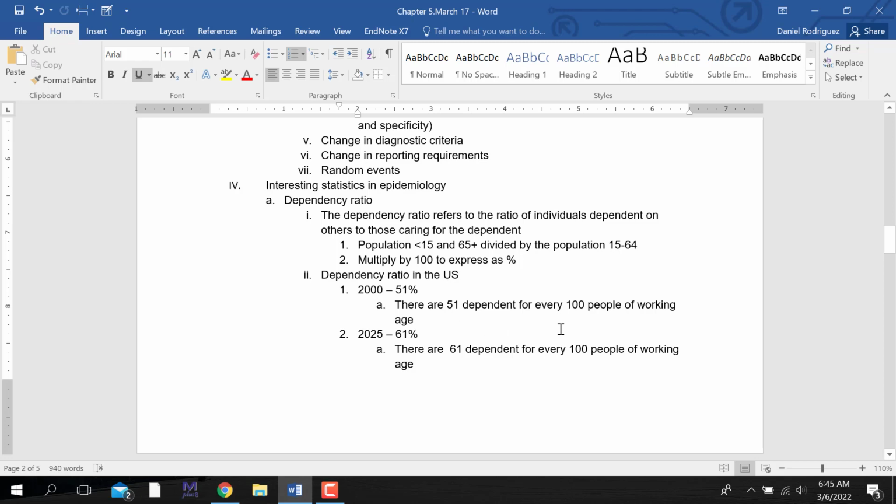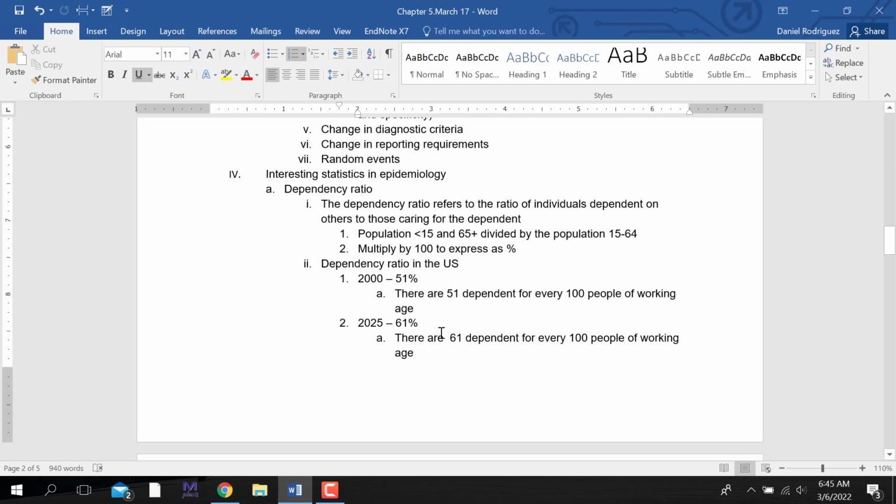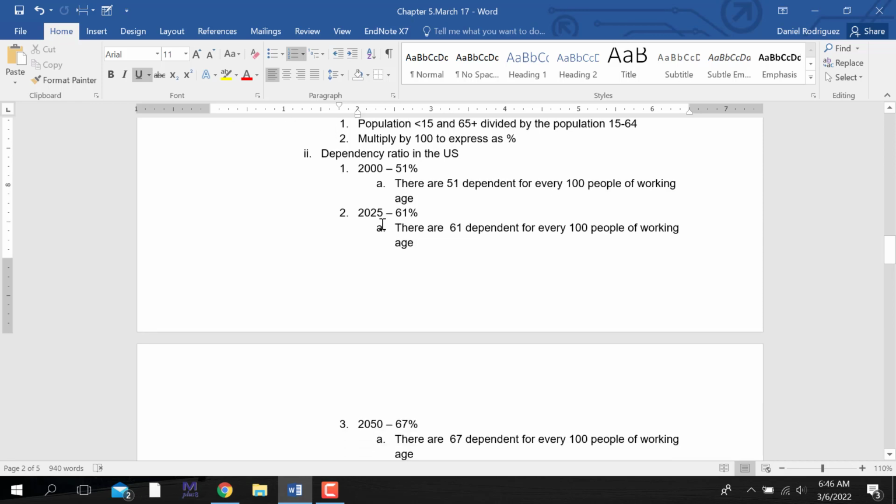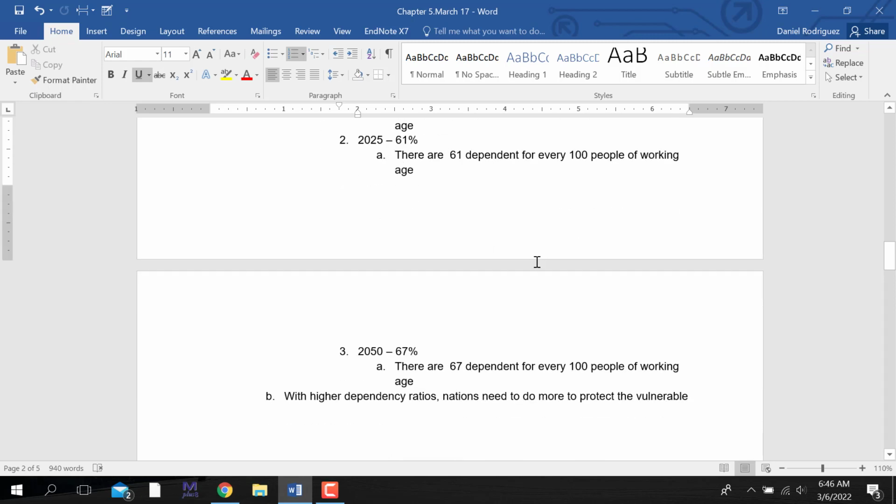So it's a percentage, so it's per 100 people, right? 51%. So there were 51 dependents for every 100 people of working age in 2000. And you notice that by 2025, it's expected to be 61. Although this is interesting, it might change now. These were earlier projections. It could change because of the massive number of deaths among older individuals due to COVID. So this could change, right?